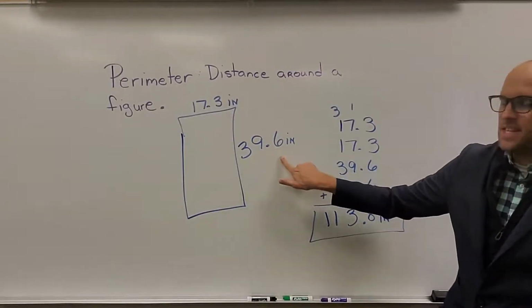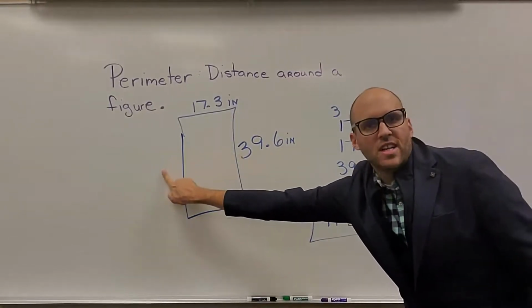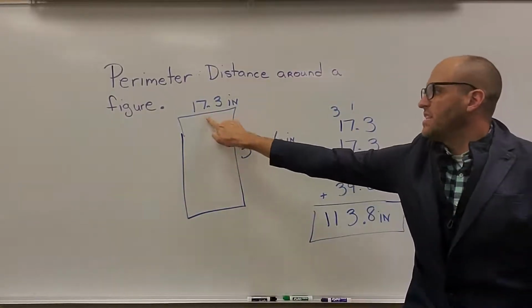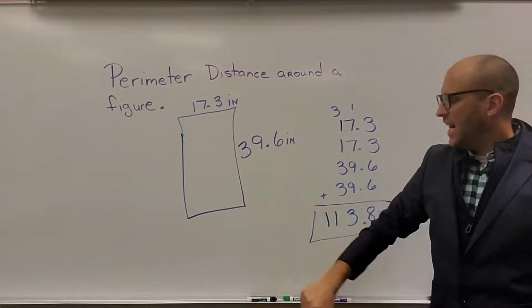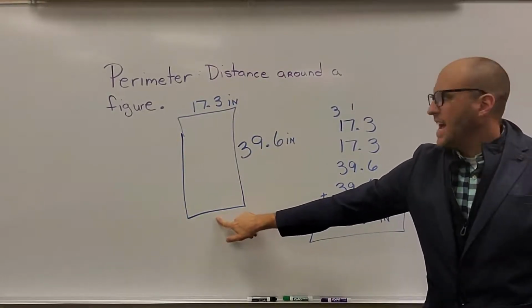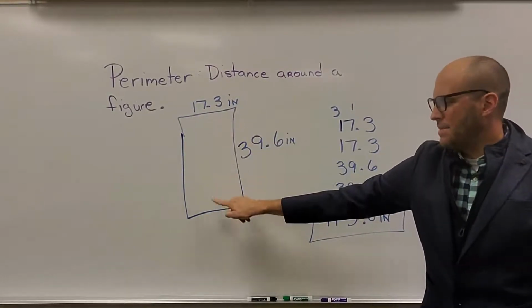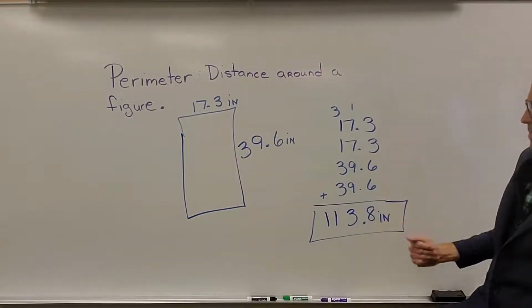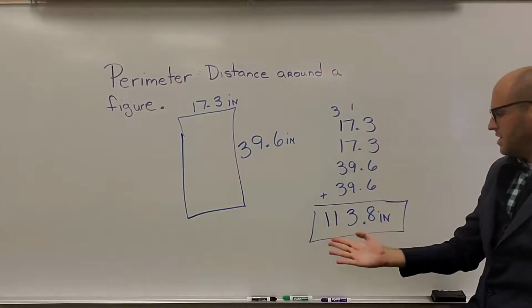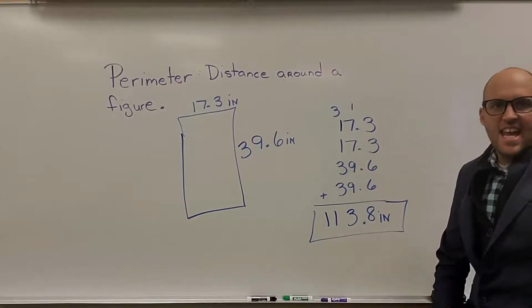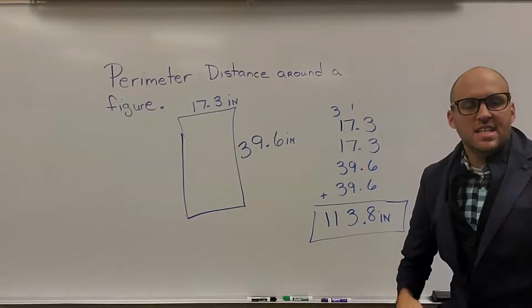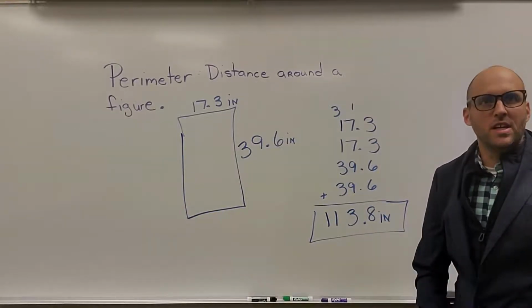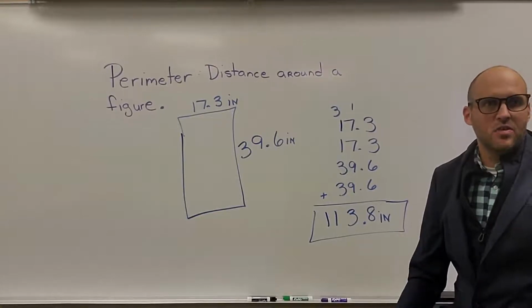If we have 39 and 6/10 here, we're going to have 39 and 6/10 on this side because opposite sides are equal. If we have 17 and 3/10 for our top side, it's also going to be 17 and 3/10 for the bottom because opposite sides are equal in a rectangle. Add it all up. There are 4 sides, so we should have 4 numbers: 113 and 8/10 of an inch. So this is the perimeter of a rectangle. Let's do one more fun problem just to see if you can solve it.